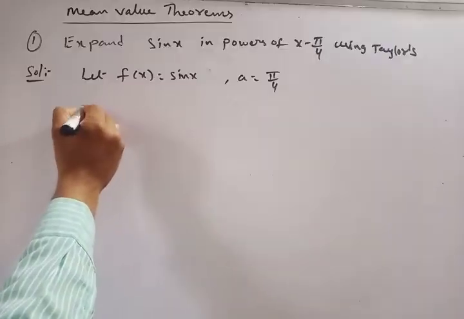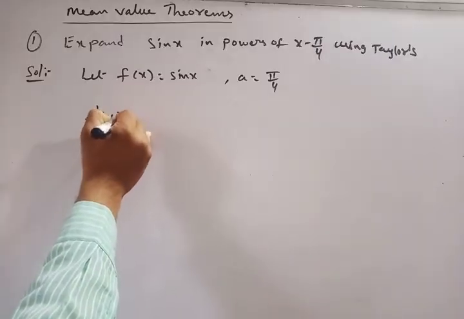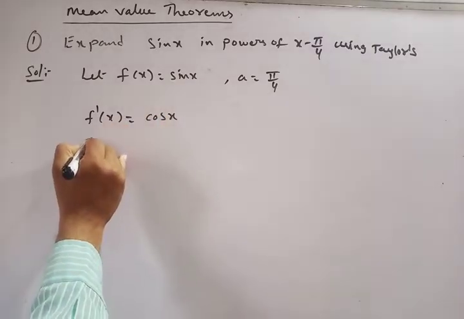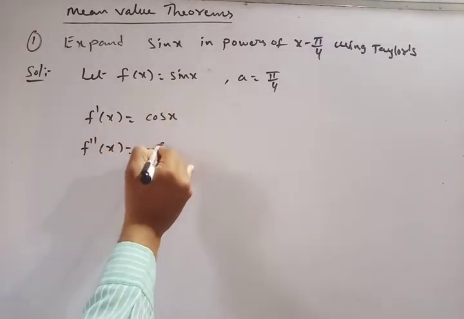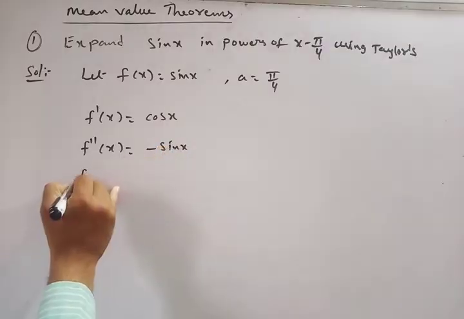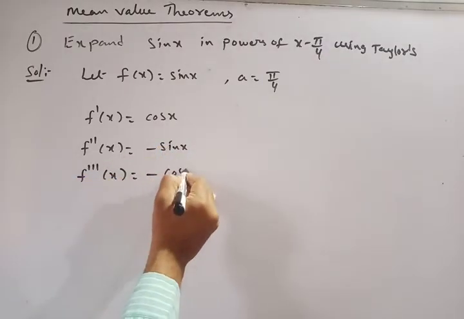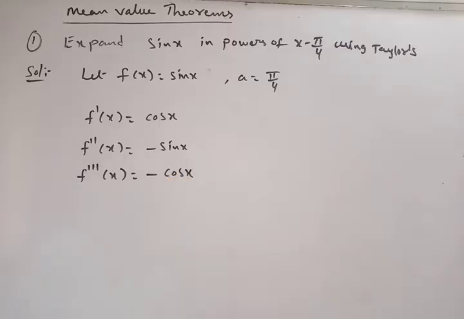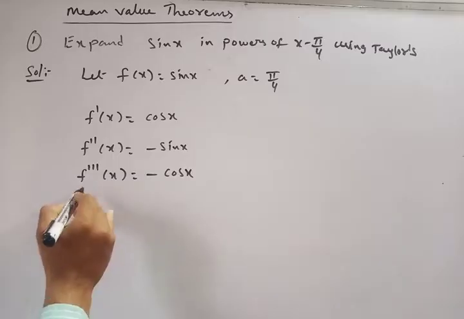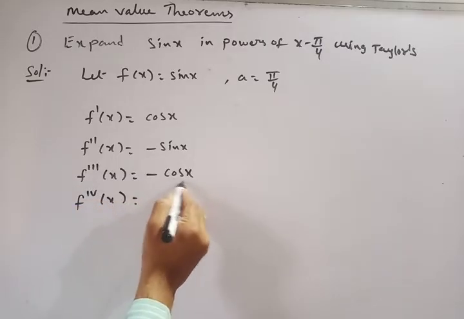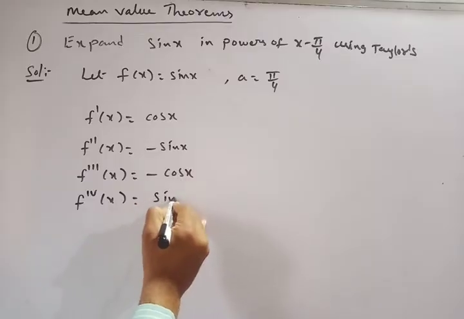So now calculate f dash of x. Sin x differentiation is cos x. Then f double dash of x: cos x differentiation is minus sin x. Then f triple dash of x is equal to minus sin x differentiation, which is minus cos x. If you want, you can calculate the fourth derivative also: cos x differentiation gives minus sin x, and minus of minus gives plus sin x.